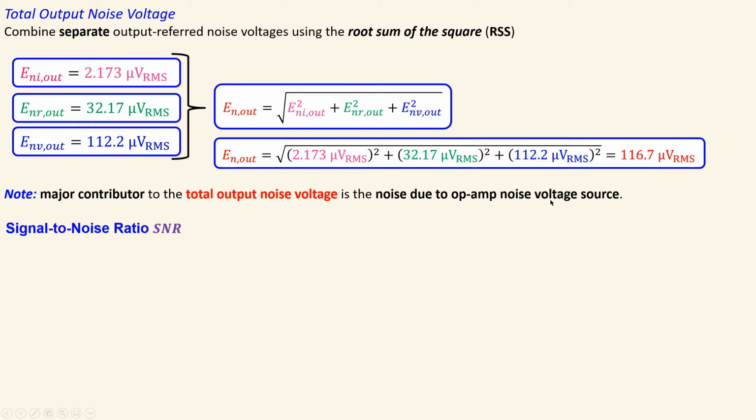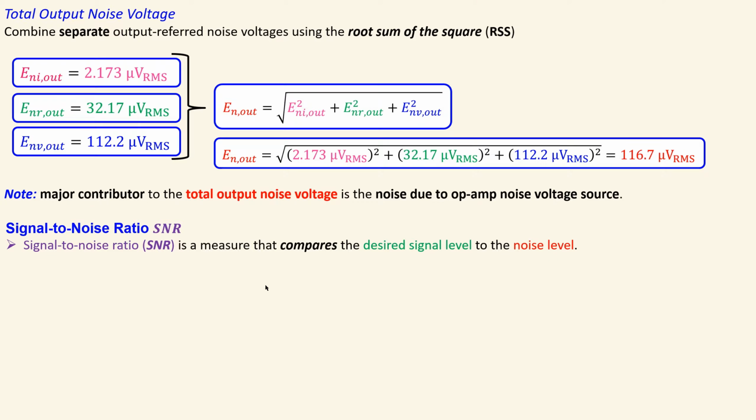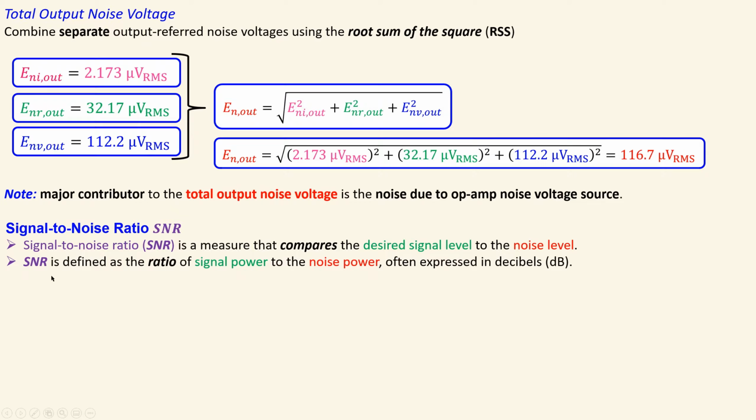Now let's also look at the signal-to-noise ratio, SNR, which is a very important parameter. Signal-to-noise ratio is a measure that compares the desired signal level to the noise level. A more precise definition is the ratio between the signal power and the noise power, and it's often expressed in decibels. A ratio greater than 1, or greater than 0 dB, indicates more signal than noise. If the ratio is between 0 and 1, which means negative dBs, that indicates you have more noise than signal, which is of course not what we want. So we want the SNR to be as large as possible.